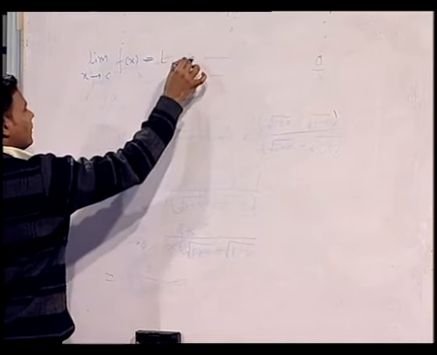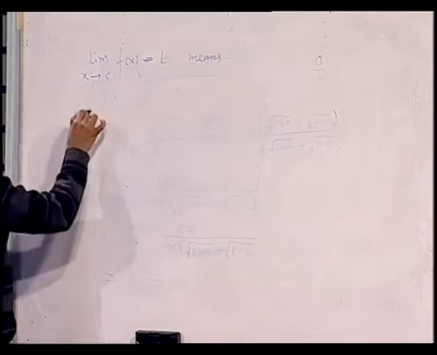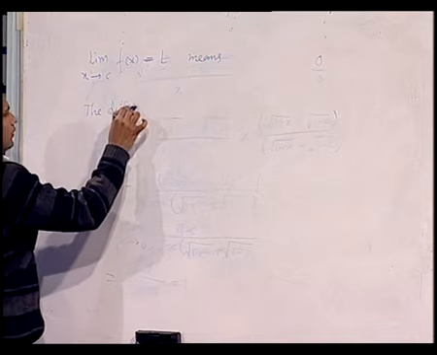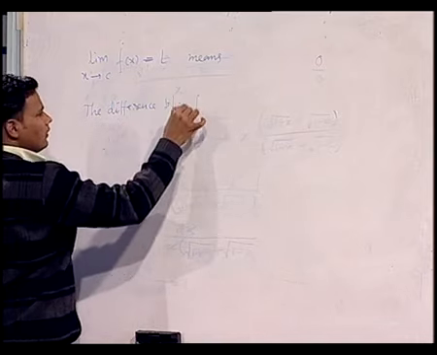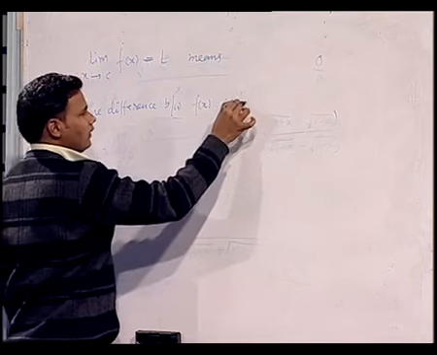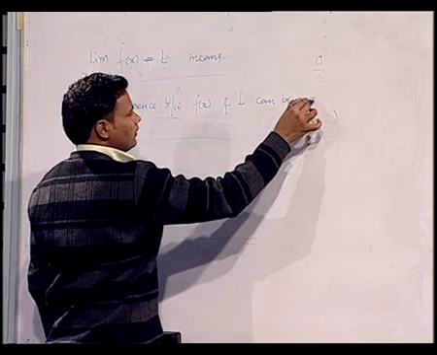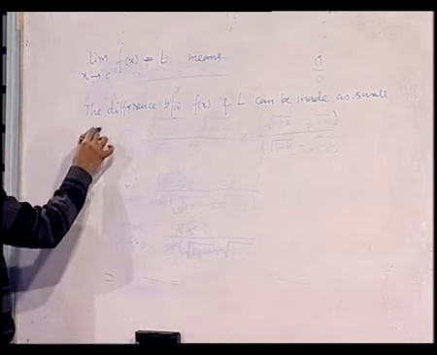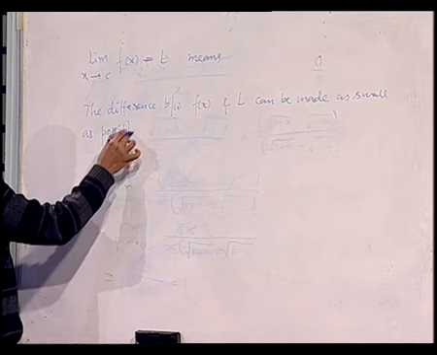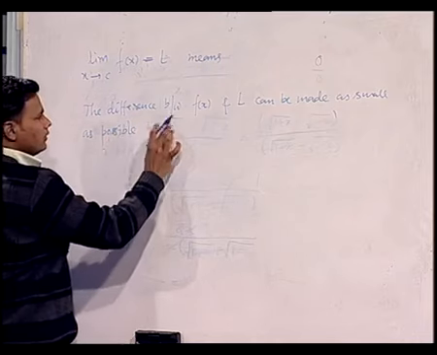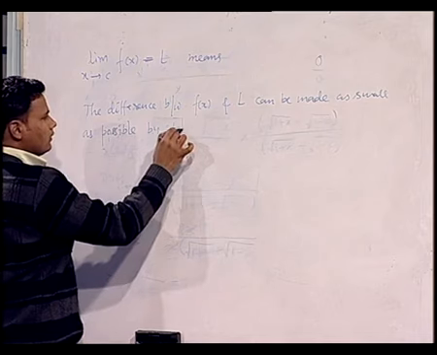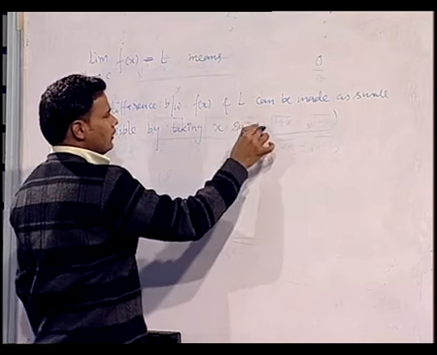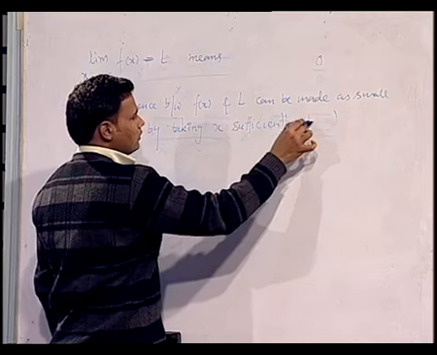It means that the difference between f(x) and L can be made as small as possible by taking x sufficiently close to c.